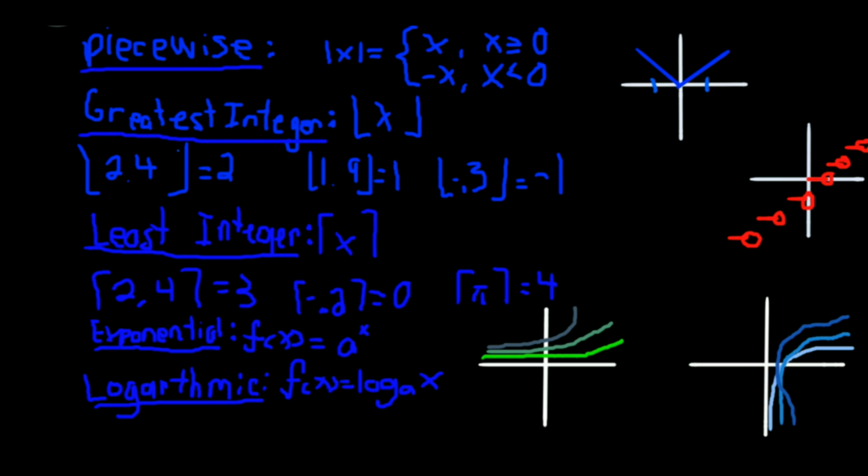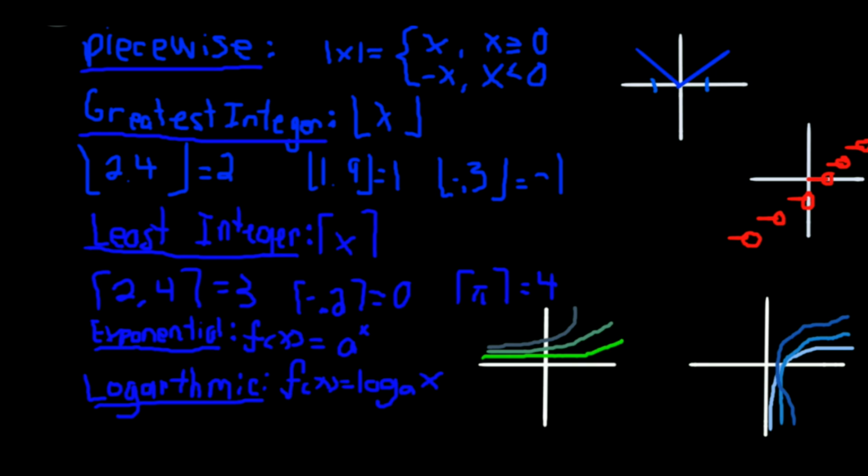Next, we are going to move on to greatest integer and least integer functions. So these are also known as floor and ceiling functions. Our floor function here basically drops any number down to the integer below it. So as you can see, if we take a look at a couple examples, if we input 2.4 into the greatest integer function, we get 2. If we input 1.9, then we get 1. If we input negative 0.3, then we get negative 1.